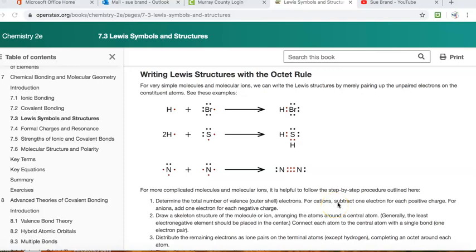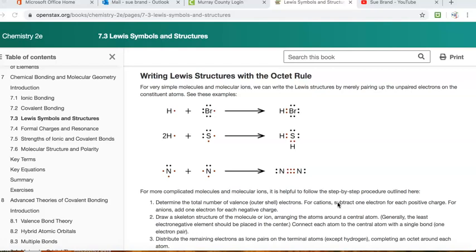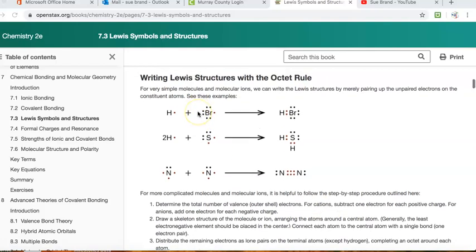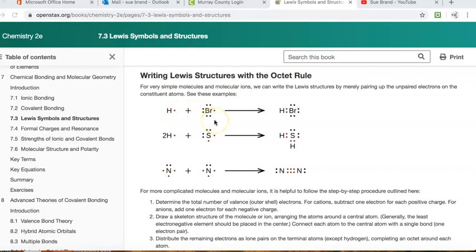Okay, so now we need to talk about writing Lewis structures with the octet rule. Here we see two different separate Lewis structures and how they're coming together to form a covalent bond: hydrogen and bromine. Bromine has 7 valence electrons, hydrogen has 1, and they're both able to share an electron. So bromine would have 8 valence electrons, or a full shell, and hydrogen would have 2.